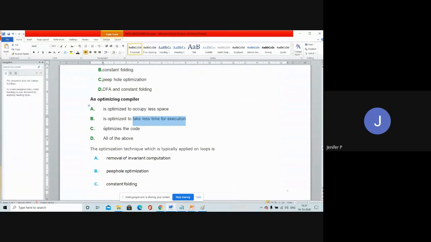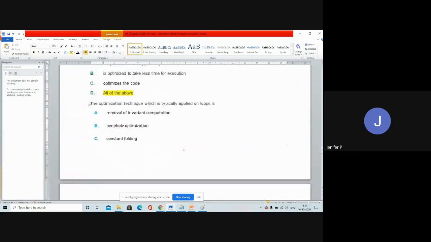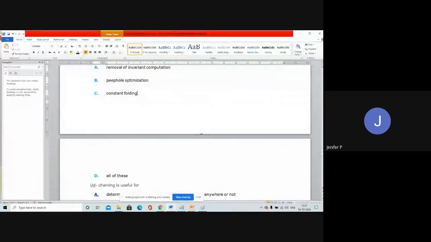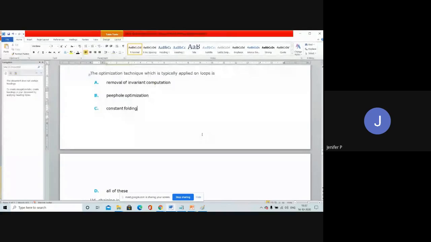And the next one is compiler optimization. The compiler should optimize the code. So all three points are true: it is used to optimize the space, the time, and the code. So your answer will be all of the above. And the next one: which optimization technique is typically applied on loops? Kindly tell me the answer which can be applied particularly on loops.